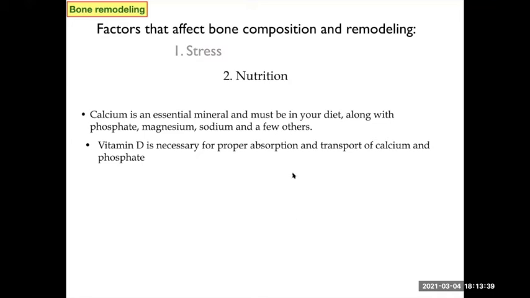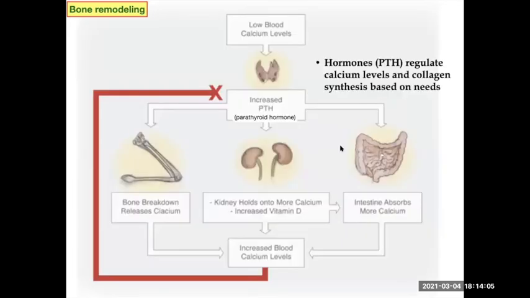And then the next two are nutrition and hormones, and they're kind of interrelated for reasons we've already gone over. Calcium is the essential mineral. It has to be there for the osteoblasts to do their job. And then vitamin D, which is a vitamin, but also acts as a hormone. It's necessary for the proper absorption and transport of calcium and other minerals from the digestive system. And this is all the stuff we already talked about. PTH is going to break down bone and reabsorb stuff to get that calcium. So that is a factor.